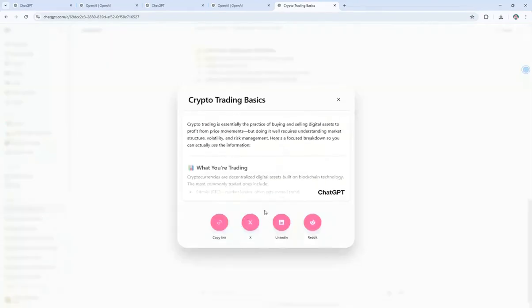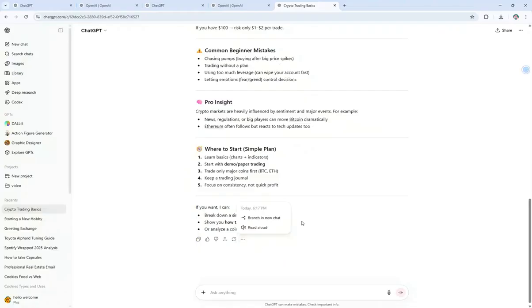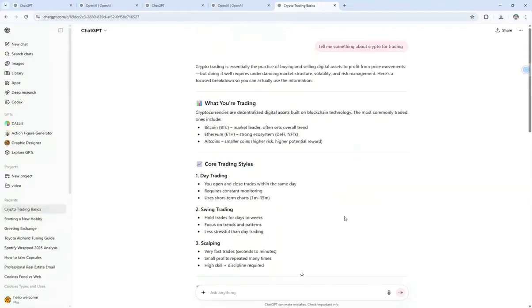You should also make use of the export feature to download the conversation for future reference. This can be crucial for tracking your trading decisions over time.